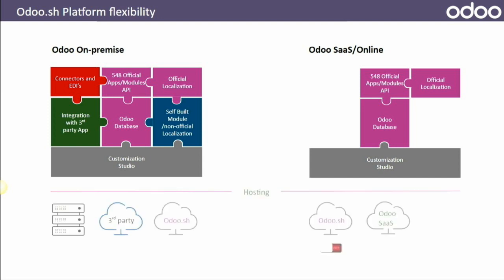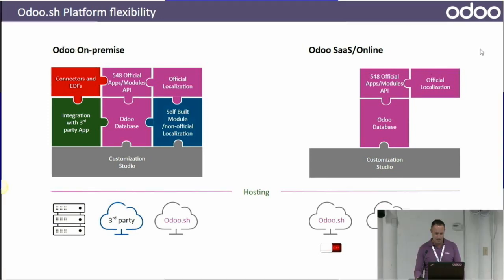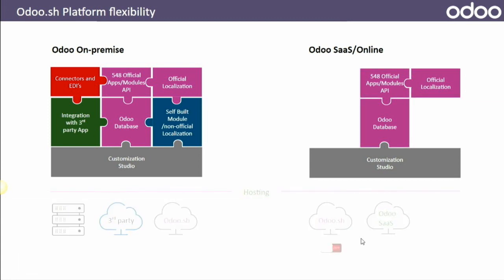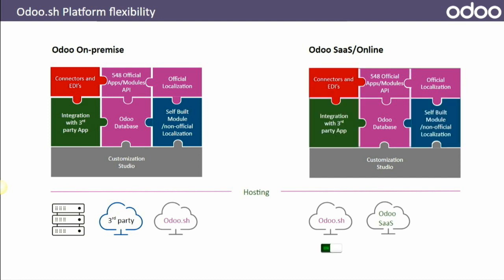Odoo.sh, obviously, that's the comparison between on-premise and Odoo.sh, is that it allows the same capabilities you see there. So Odoo.sh has essentially the same base components, but when you turn on the Odoo.sh capabilities, it provides you all the other components that you would get with an on-premise solution as well. You're able to integrate connectors and EDIs, integrations, self-built modules, and also official localizations.